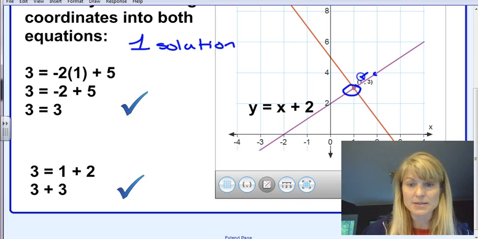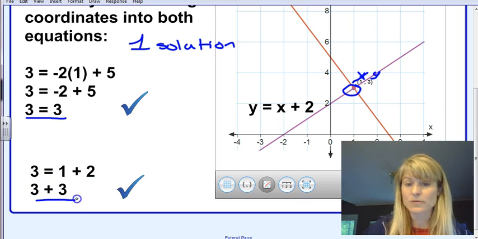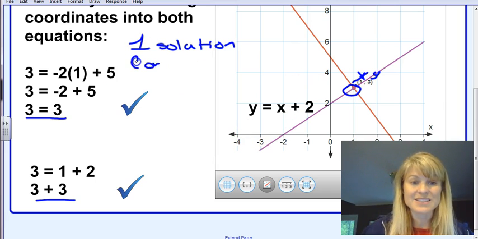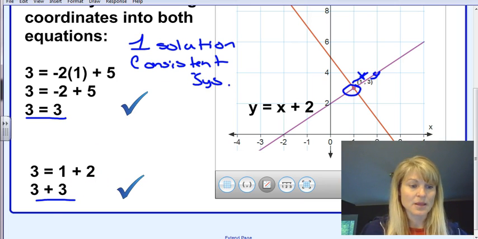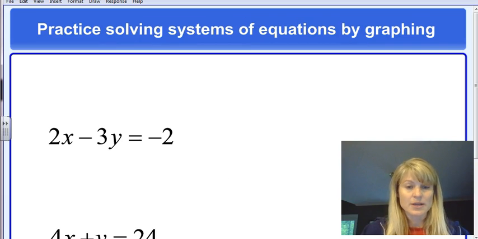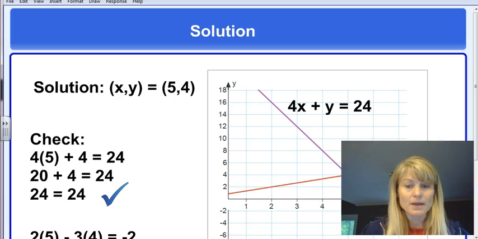This is my x and this is my y. If I plug my x and y into the first equation, I get 3 equals 3, and if I plug it into the second equation, I get 3 equals 3. So both of these are points for this line and the one above. So it's a one solution, and we also call it consistent systems. So it consistently has one point that it shares.